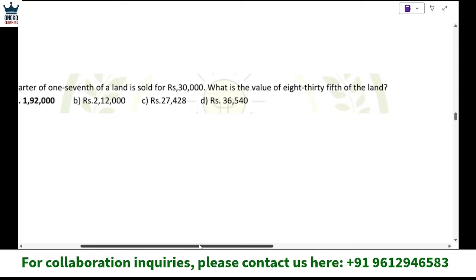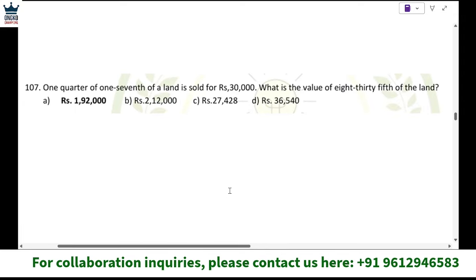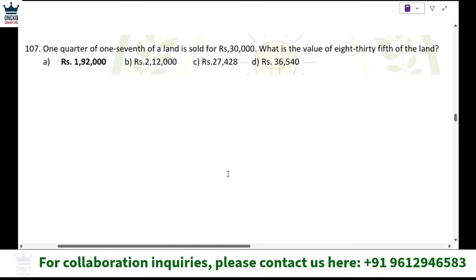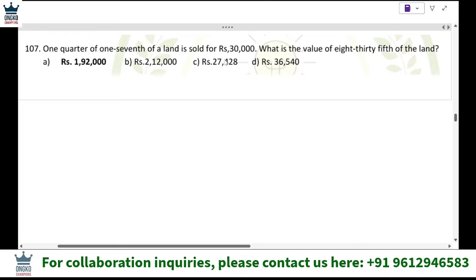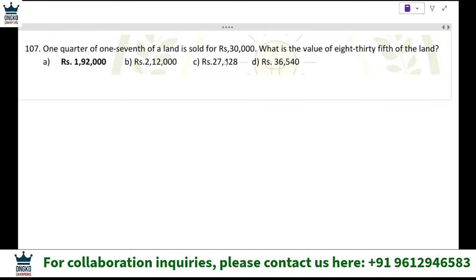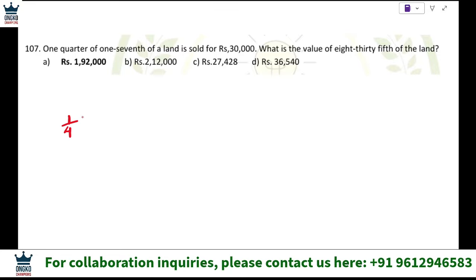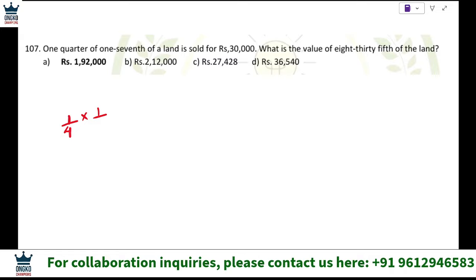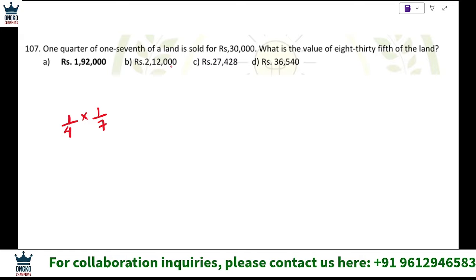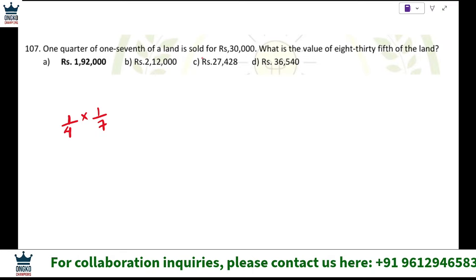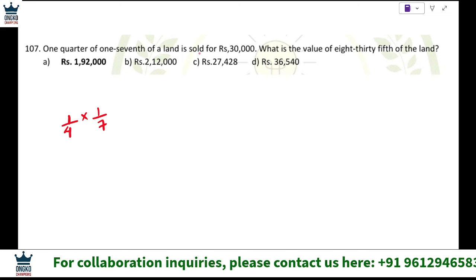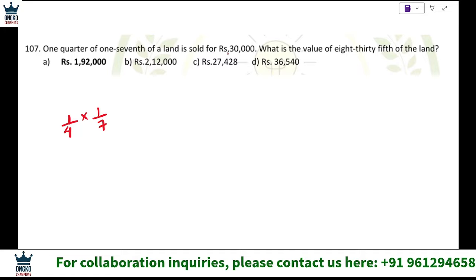So next one. It says one quarter. One quarter means what? 1 by 4, right? Quarter is 1 by 4. Okay. 1 by 4 of means multiplication. 1 by 4 of 7 is 1 by 4 of 7, a land is sold for rupees 30,000.